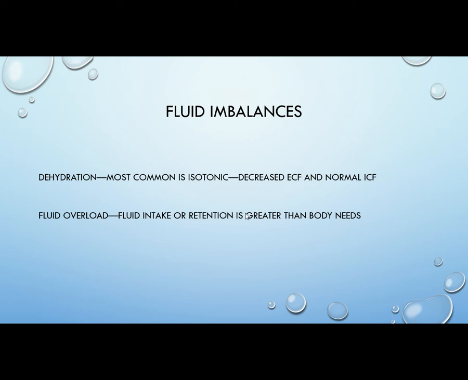In isotonic dehydration, there is no shift of fluid between the spaces. The circulating blood volume is decreased and it leads to inadequate tissue perfusion. The fluid is lost from the extracellular space only. The intercellular space is normal usually. Okay?